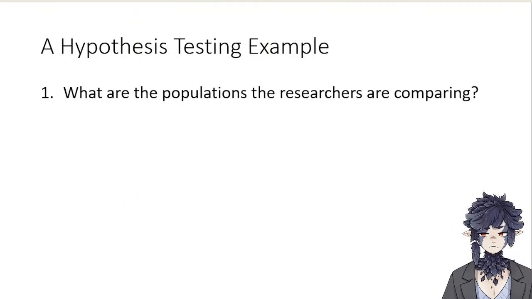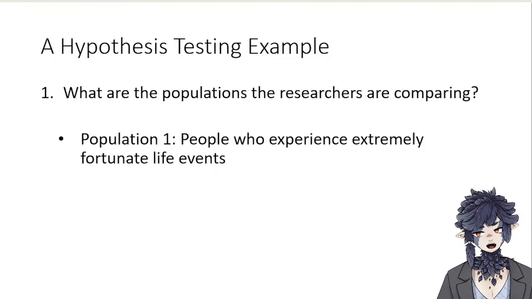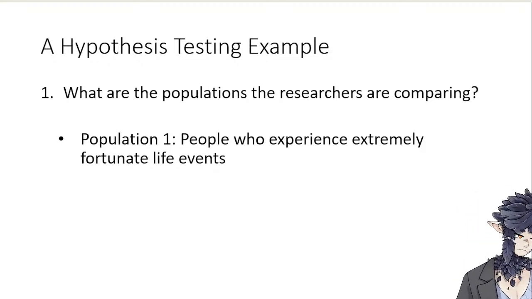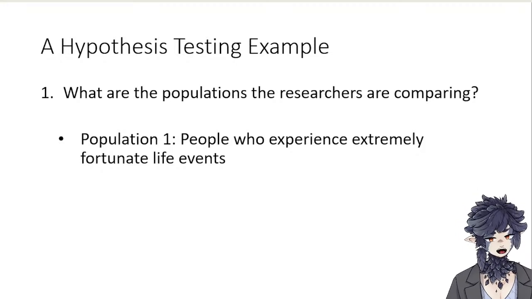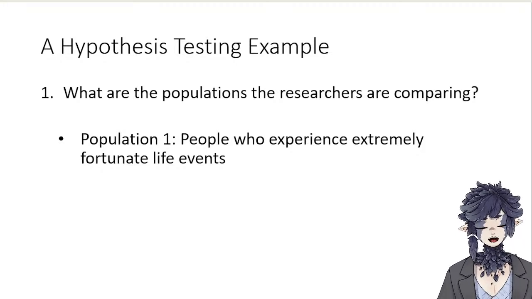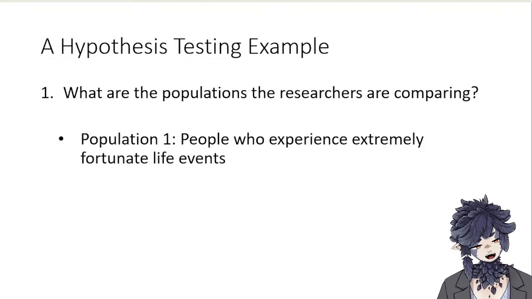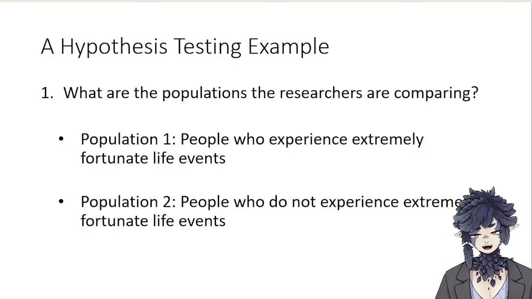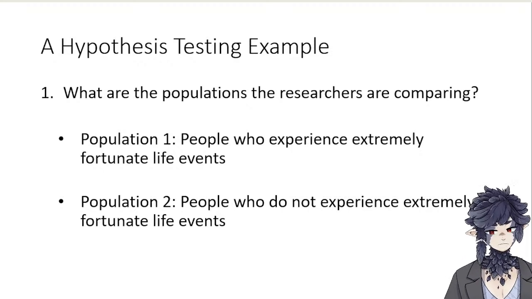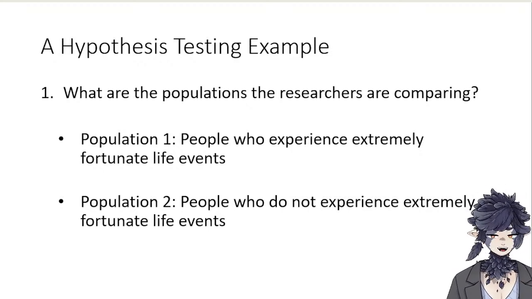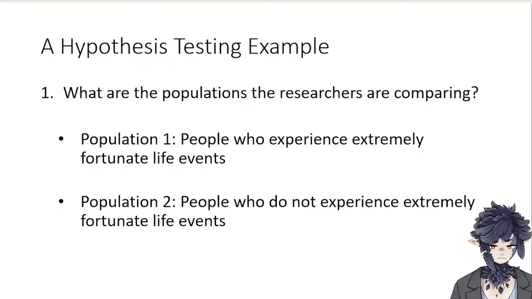Anyway, step 1, we've got to establish who's our control group, who's our treatment group. Population 1, our treatment group, the people that we're really interested in, is people who experience extremely fortunate life events, or in this specific study, the person who got $10 million. Population 2 would be people in our control group, people who did not experience extremely fortunate life events, people that we didn't give $10 million. So we're comparing somebody who got $10 million to everybody else who didn't.